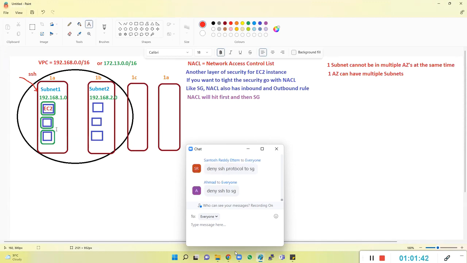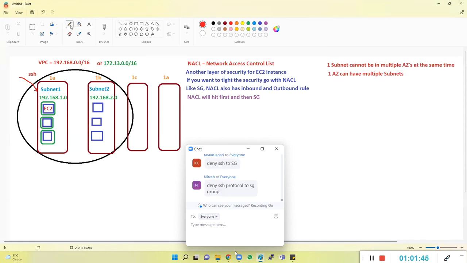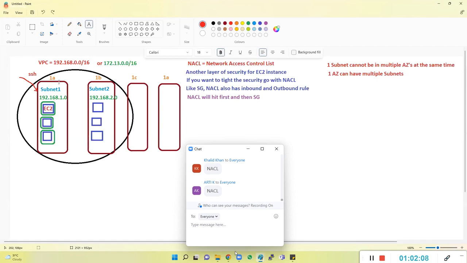But the problem here is there might be multiple security groups for all these EC2 instances, right? Is it easy to go into each and every security group and delete SSH? No. In that case, NACLs will come into the picture. Whenever you create an NACL, like a security group, remember every subnet is associated to one NACL by default. One subnet is associated to one NACL.